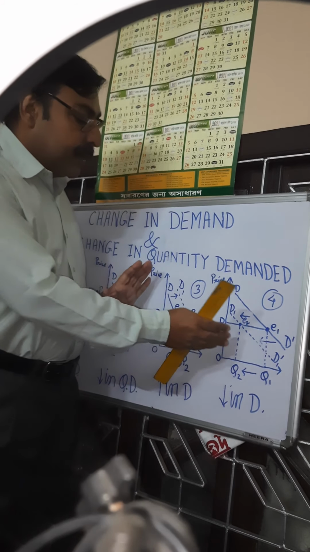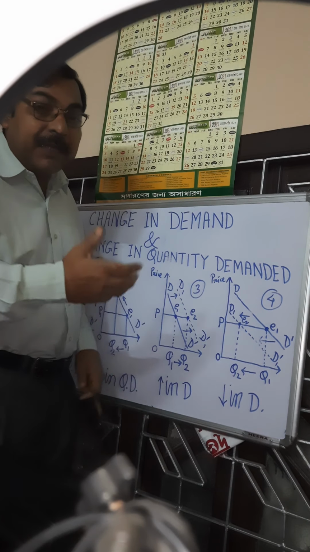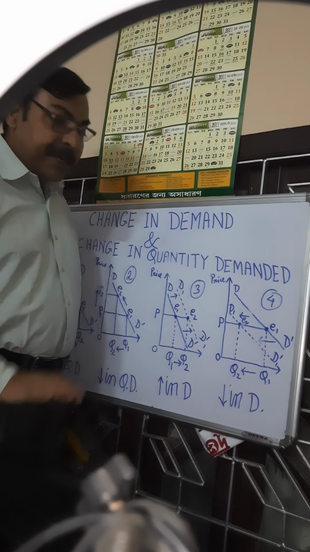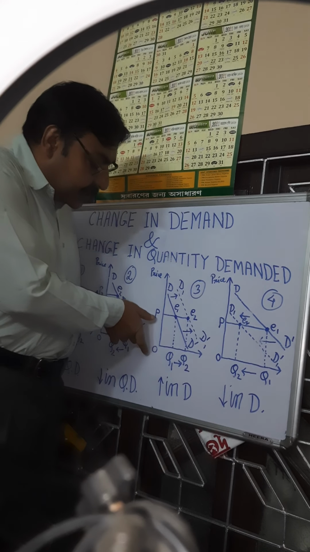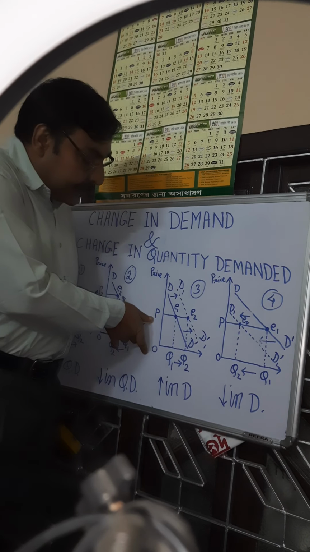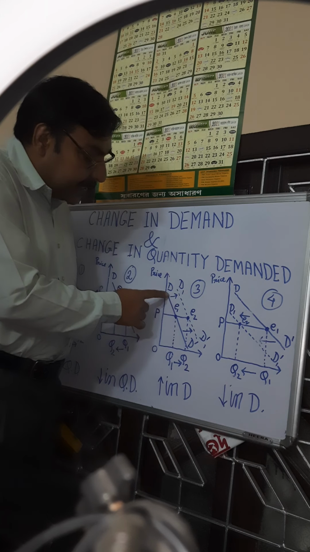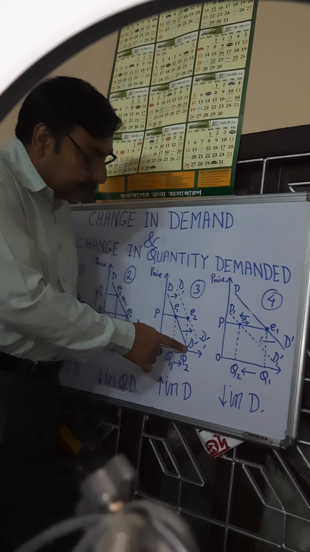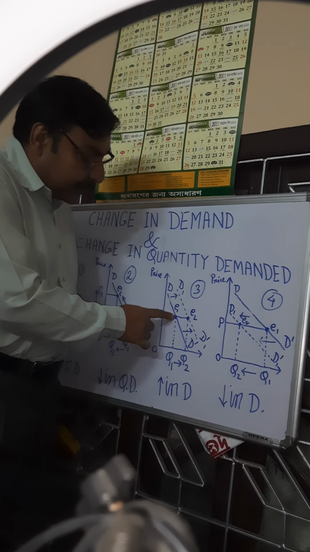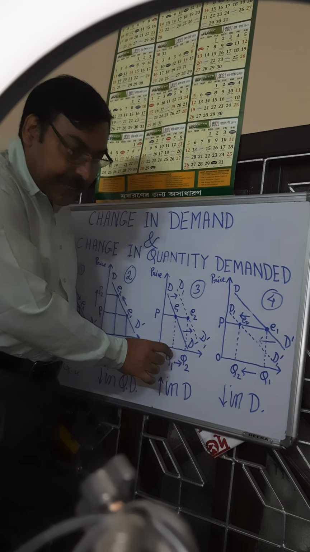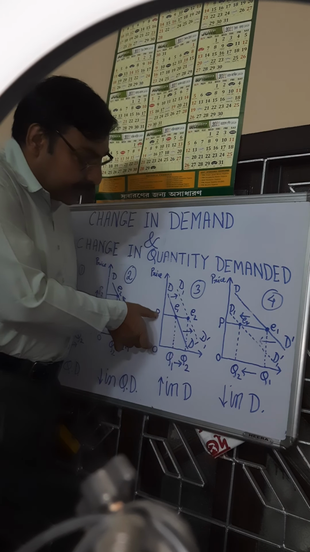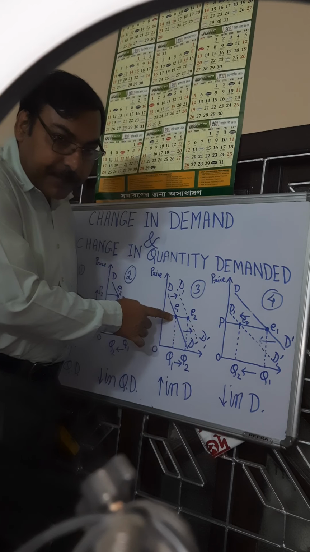Now, here we will explain if other factors are the reason. Here price is unchanged, fixed at OP. Initially, the consumer in this demand curve is at point U1. What is demand? OQ1 is the initial demand at price OP1. The consumer is at point U1.